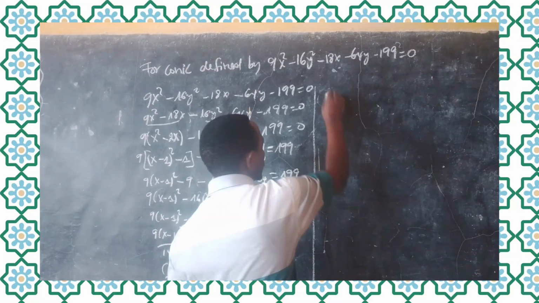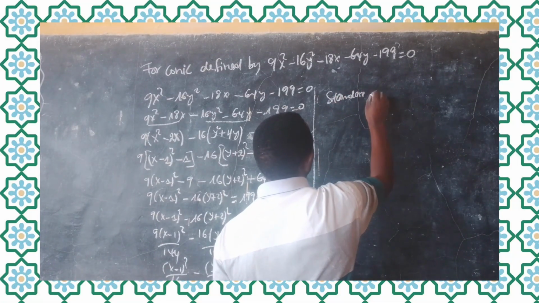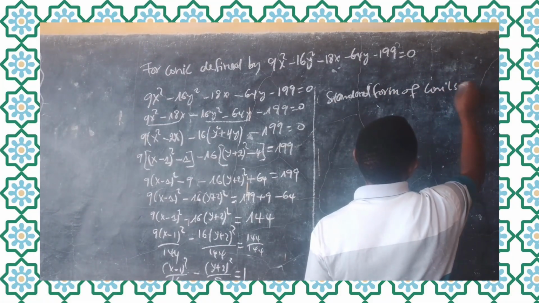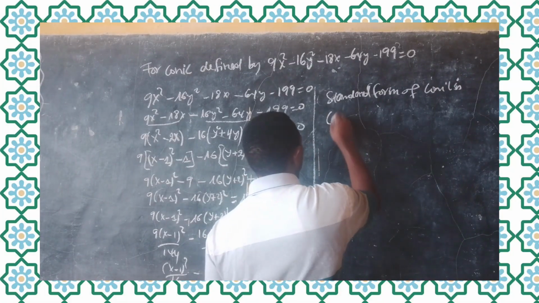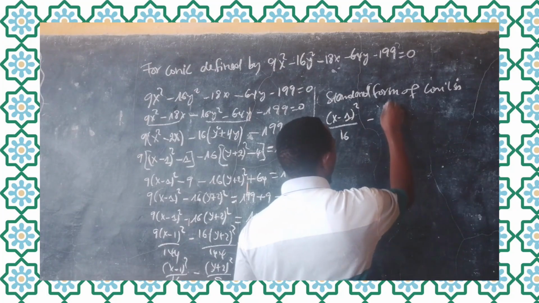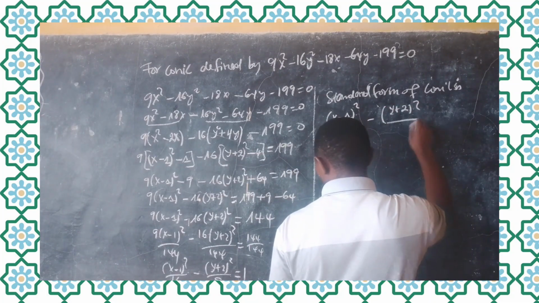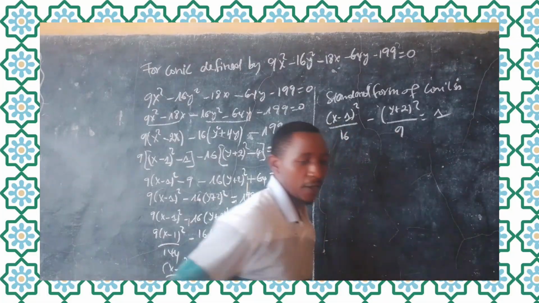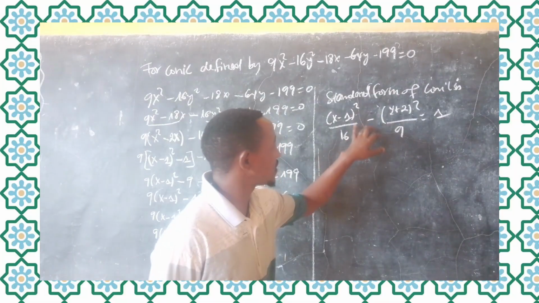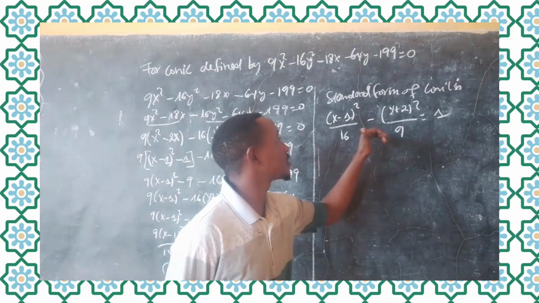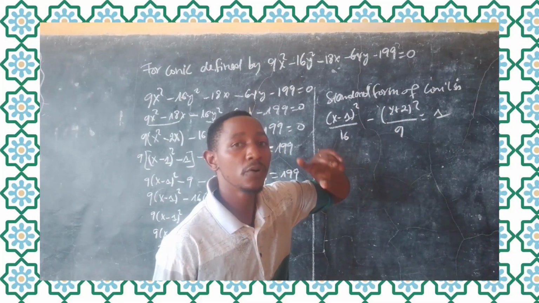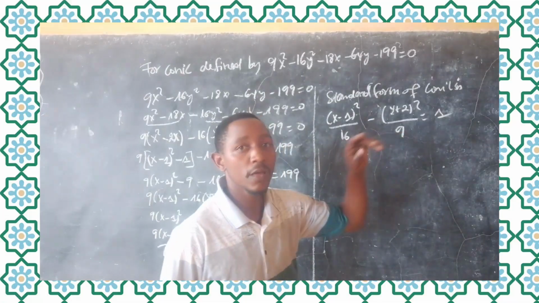So it means that the standard form of the conic is x minus 1 power 2 over 16 minus y plus 2 power 2 over 9 is equal to 1. So this is the equation of the conic. Which conic? Because of this negative sign, it is called a hyperbola. If this became plus, it would be an ellipse, but with this negative it is called a hyperbola.